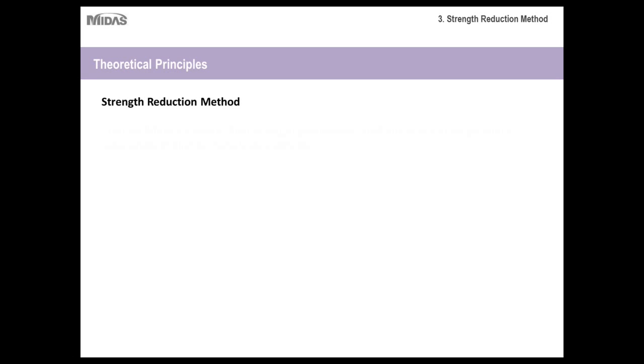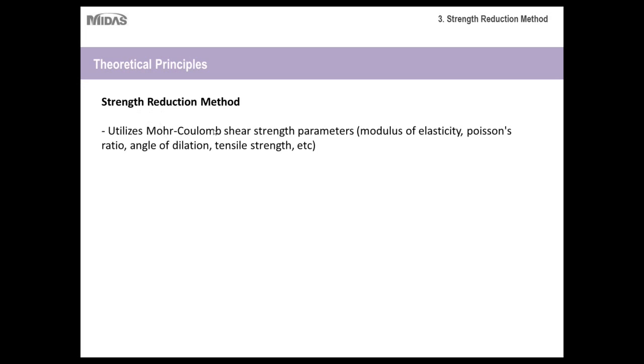Okay, so the main theoretical principles of the strength reduction method are as follows. It utilizes the Mohr-Coulomb shear strength parameters, so parameters such as modulus of elasticity, the Poisson's ratio, the angle of dilation, tensile strength, etc. Those are all used in the strength reduction method. The main idea to get out of these parameters is that they all involve calculating the deformation, the displacement of elements as they're put under certain forces.